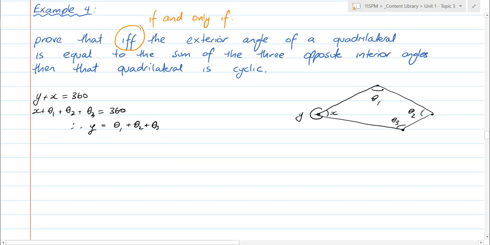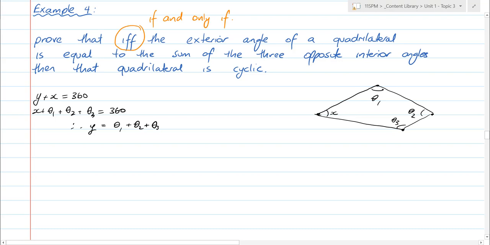In actual fact, to prove that the quadrilateral is cyclic, you have to show that this angle plus this angle equals 180. For those two opposite angles, x and theta 2, to equal 180, that would be the case if the external angle here was equal to theta 2. That's what I'm not liking.